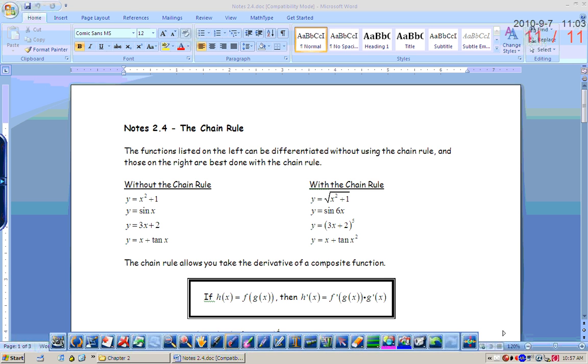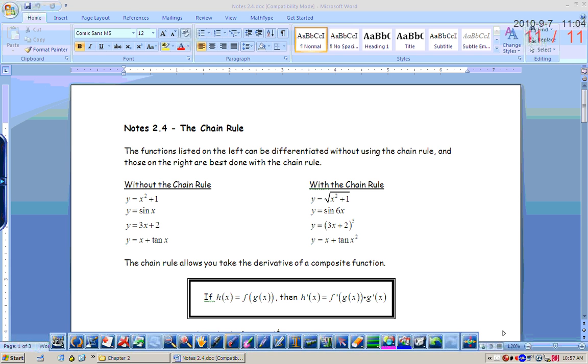different types of functions. Right now, you know how to take the derivative of everything on this left-hand column. Okay, but if we modify it just a little bit, instead of y equals x squared plus 1, if it's the square root of that whole quantity, x squared plus 1, all of a sudden you don't know how to take the derivative of that, and you're going to have to use the chain rule.